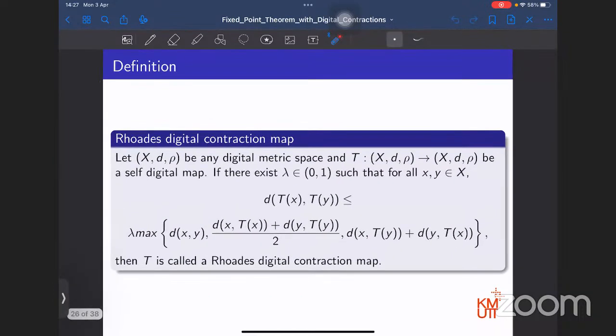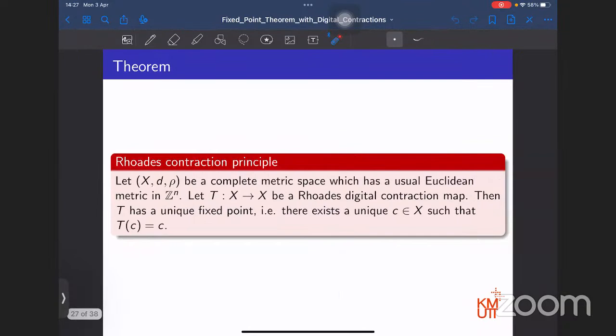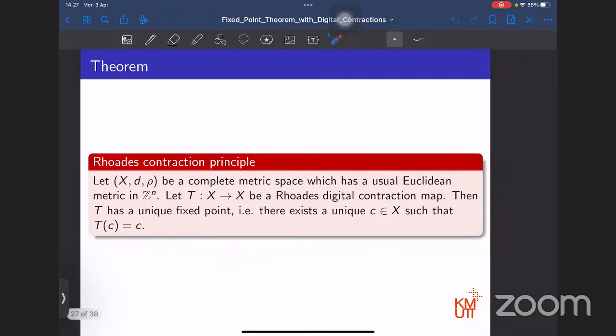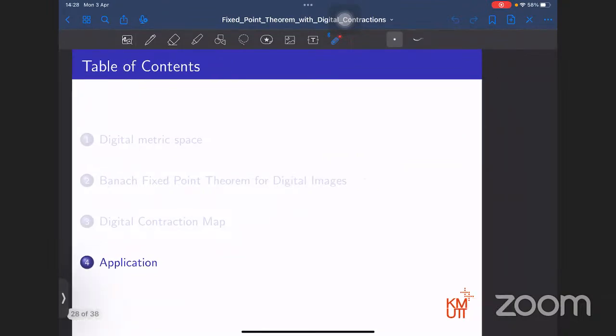And the proposition for this contraction mapping: the Rhoades contraction principle says let T be a Rhoades digital contraction map. Then T has a unique fixed point. Okay, this is the end of the results for the paper, but we will talk about an application.